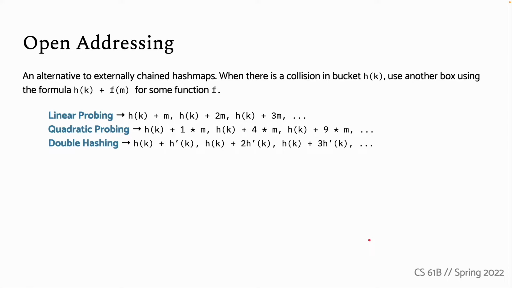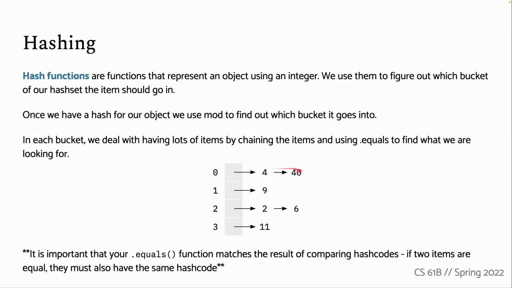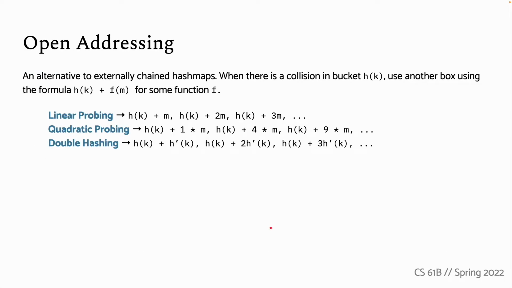An alternative to externally chained hash maps, which we just talked about, is something called open addressing. Instead of using external chains, whenever there is a collision in whatever bucket you end up in, which is given by h of k, we use another box in our hash. Rather than having multiple things in each box, we are only allowed to have one thing in each box, but whenever a box is filled, we just go to a new box that we figure out through some formula.